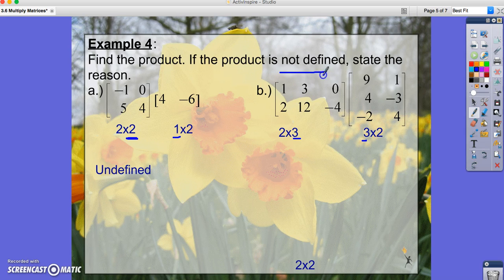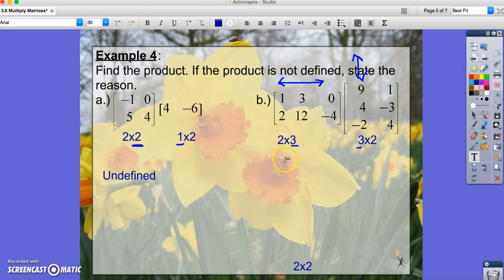Draw arrows this way. Ones go up and down. So let's see what I get here. It's okay, I'm going to multiply as I go. So I go this way. So I'm going to do this and the 9, then 3 and the 4, and then 0 and the -2. I'm going one number at a time, not the same number each time. So 1 times 9 is 9, plus 3 times 4 is 12, plus 0 times -2 is 0.